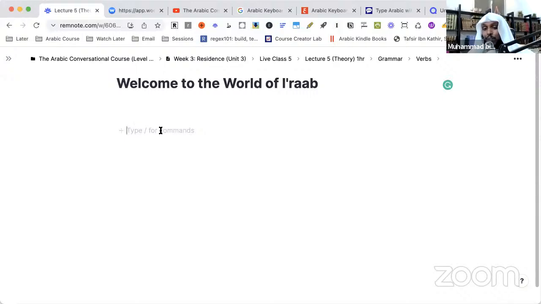Right? Then this is where i'rab comes in. I'rab is basically the harakat we add at the end of the word. And the harakat that it has tells us its grammatical function or the grammatical case, or what that word is within that sentence. So listen again.